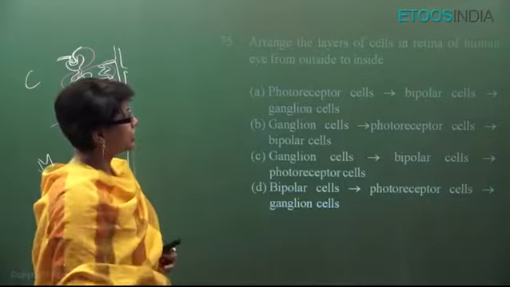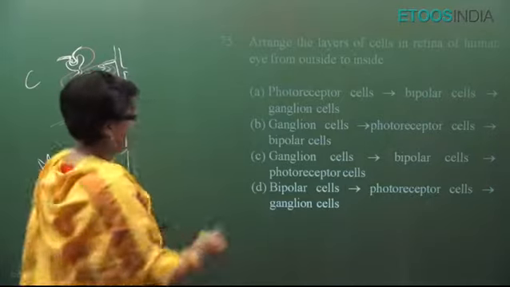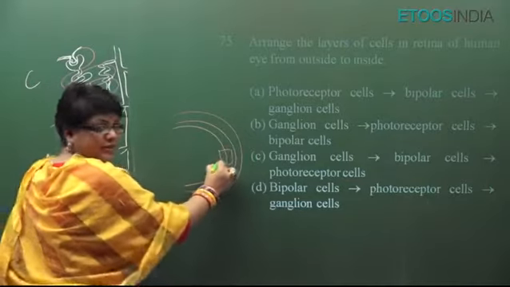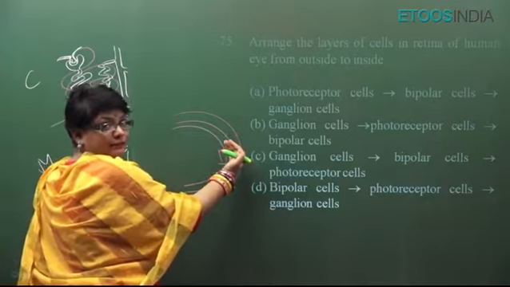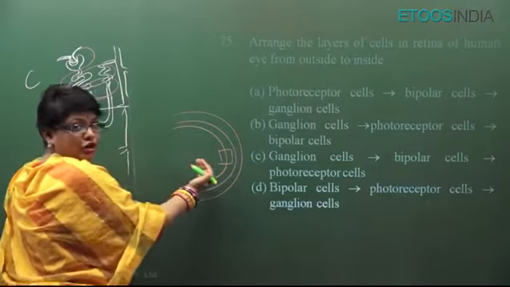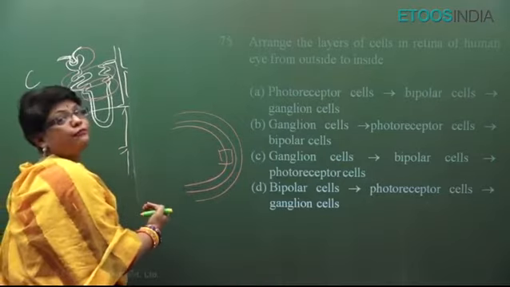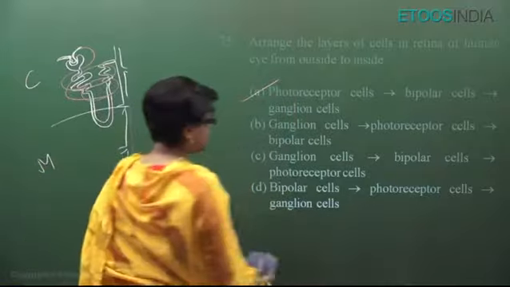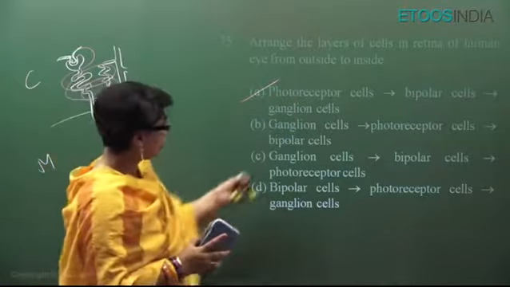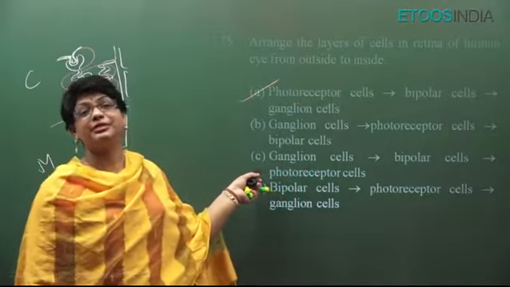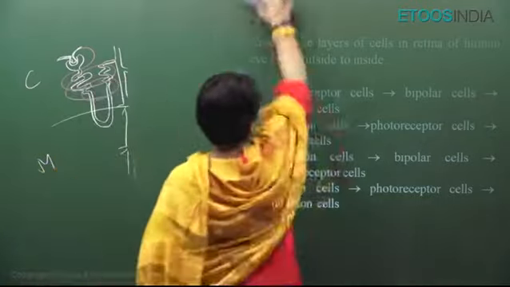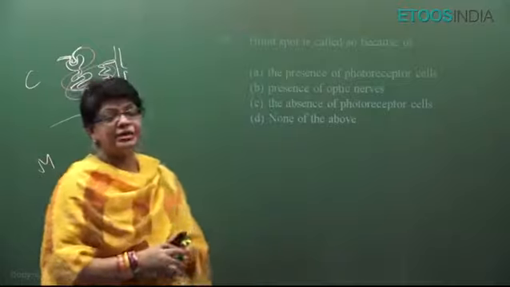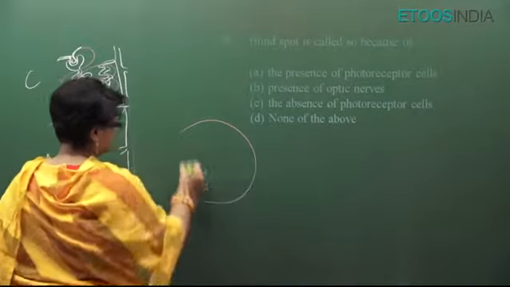Arrange the following layer of cells in the retina of eye from outside to inside. We know outside there is sclera, then there is choroid, and then there is retina. In retina, outermost there will be photoreceptor rods and cones. They are attached to bipolar neurons. That is attached to ganglion, and those ganglion then form the optic nerve. This is outside to inside. If they ask you inside to outside, it will be ganglion, then bipolar, then photoreceptor. Answer will become C then. So we have to be very, very particular whether they are asking outside, inside or inside, outside. Answer is A.